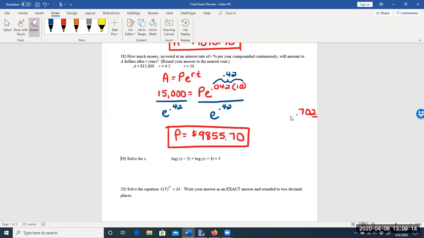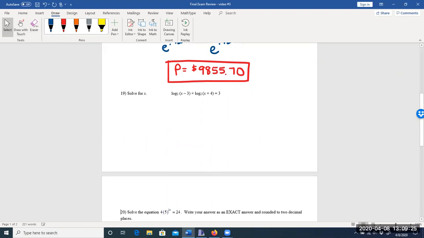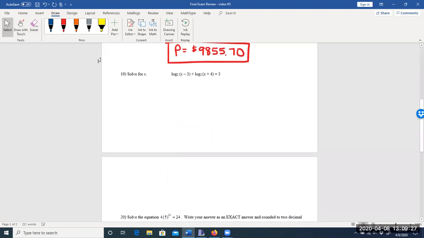Our next problem, 19. Sorry, I'm going to erase all this. So for 19, we want to solve this logarithmic equation.